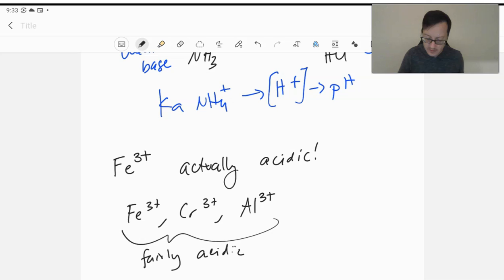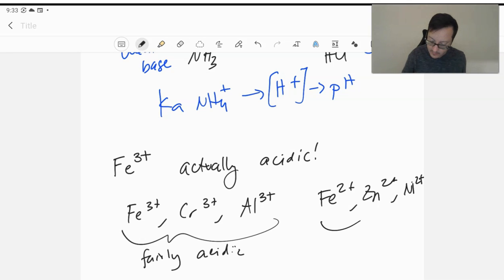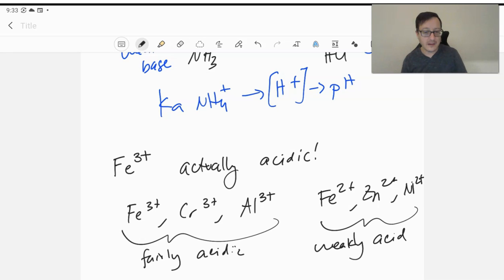And then we have some +2 ions. So iron, zinc, and nickel. These are kind of weakly acidic. Like, they're really not very acidic at all. Their Kas are quite low.